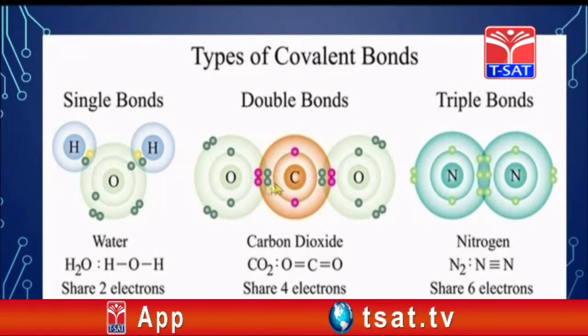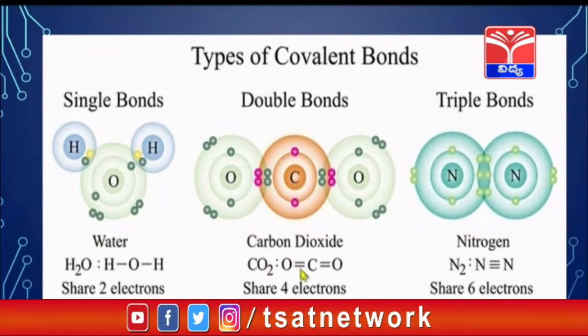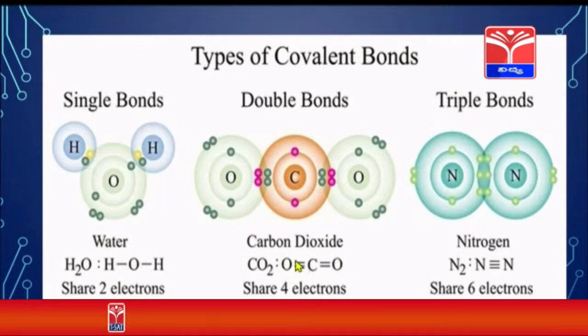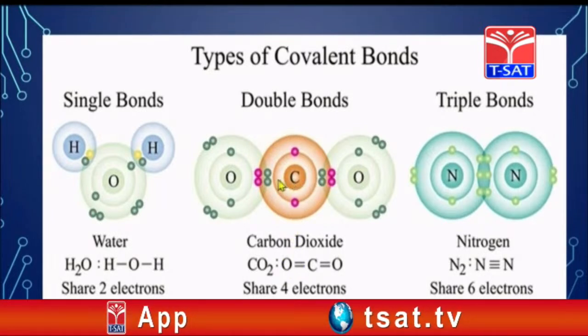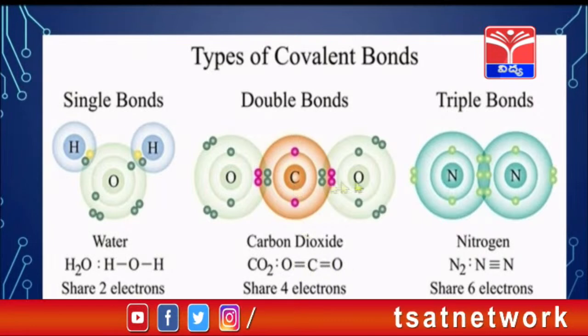If you see, this is the structure of carbon dioxide. Here carbon is sharing two pairs of electrons with this oxygen, and it is again sharing two pairs of electrons with this oxygen. Thus it is forming a double bond between carbon and oxygen and one more double bond between this carbon and oxygen. So this is the structure of carbon dioxide. This is the double bond which is present between carbon and oxygen.